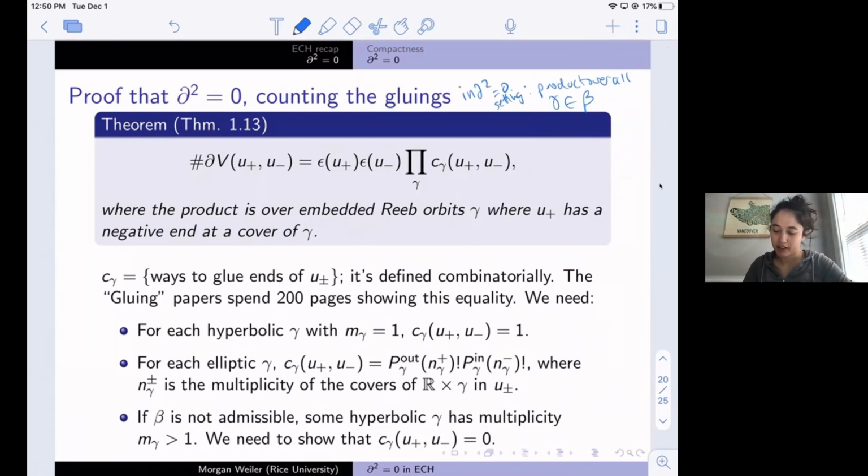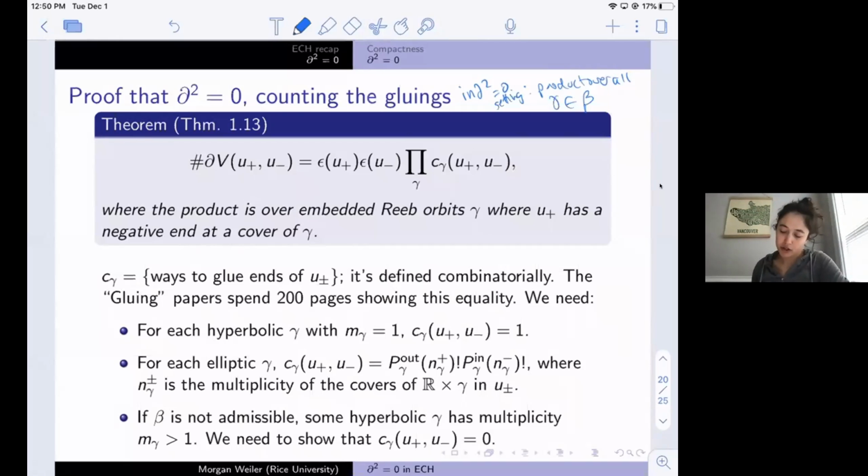Okay, so C gamma is basically the ways to glue the ends of U plus and U minus together, and it's got a combinatorial definition. If gamma is hyperbolic, it's not that complicated, but if gamma is elliptic, it's very complicated. Well, I mean, this has got a long definition that takes several pages, and so I'm not going to tell you what it is. And the gluing papers, I mean, this is the main theorem of the gluing papers. So this is a big theorem, so I can't explain it, but I'll just explain what we need to do to show d squared equals 0.